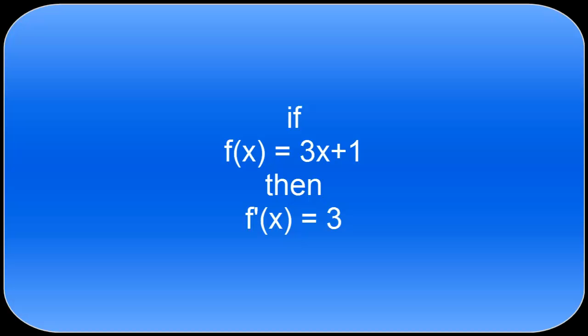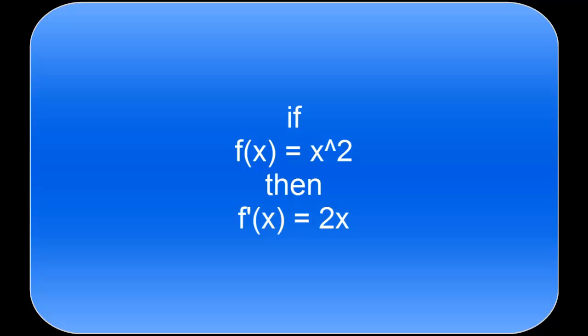To summarize what we've learned so far, if our function f of x is 3x plus 1, then its derivative is 3. And if the function is x squared, which I've denoted with a little caret there, x caret 2 means x squared, then its derivative is f prime of x equals 2x.